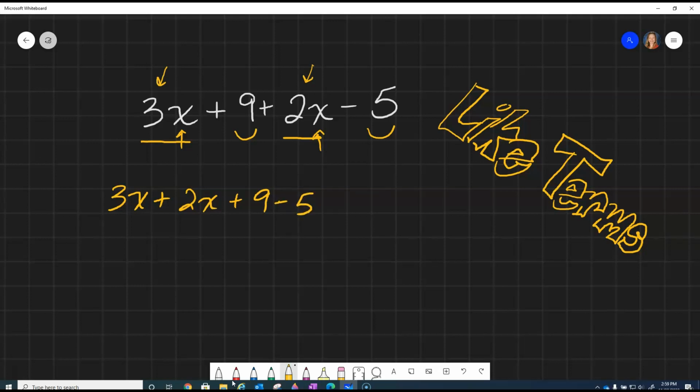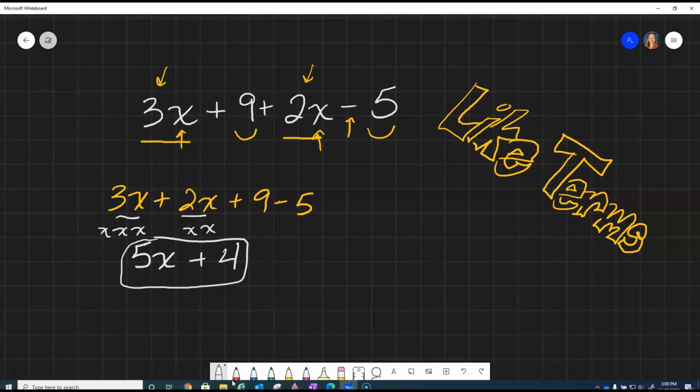So do you see how I use the commutative property? I just swapped two of the numbers around. And I did that only because there was addition on those two. Otherwise, I would have to bring this minus with the 5. That minus is attached to the 5. So 3x plus 2x would be 5x. So we have 3 x's and 2 x's, so 3 plus 2, 5 x's. Plus the 9 minus the 5 is 4. That's as far as I go. That's my answer. 5x plus 4.